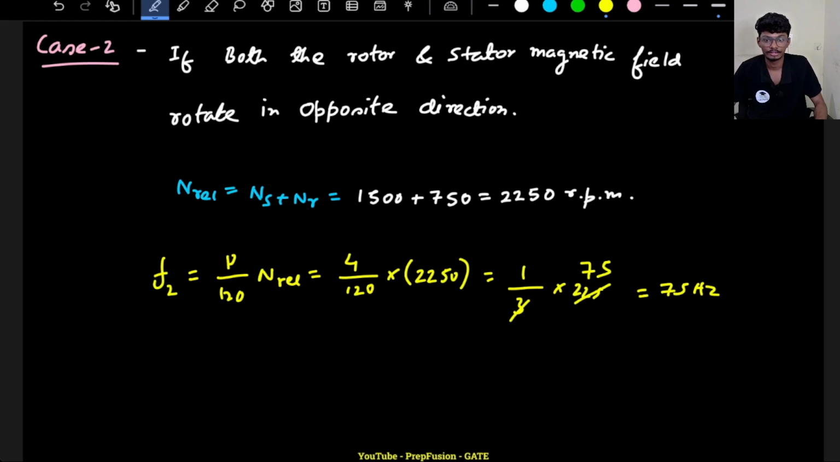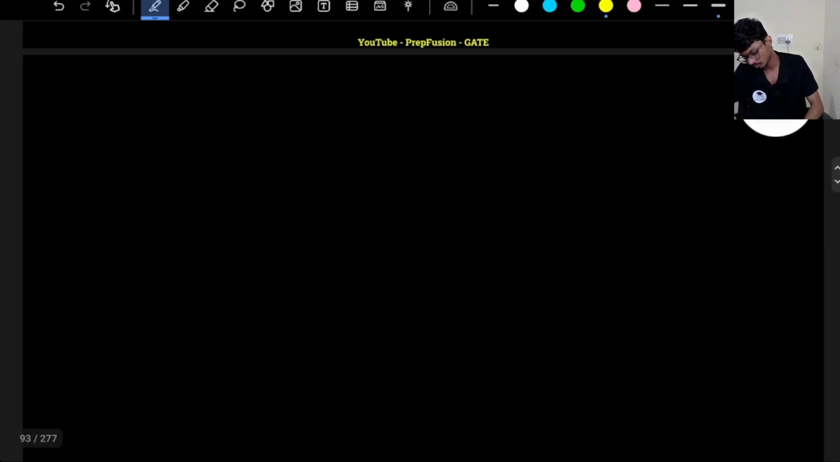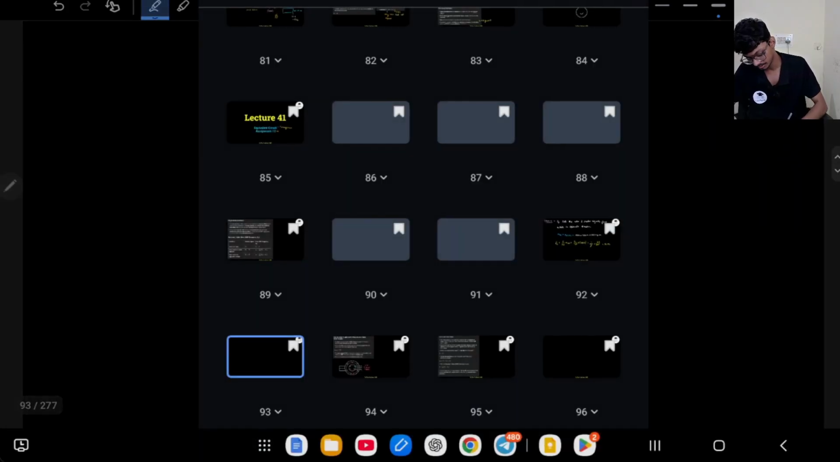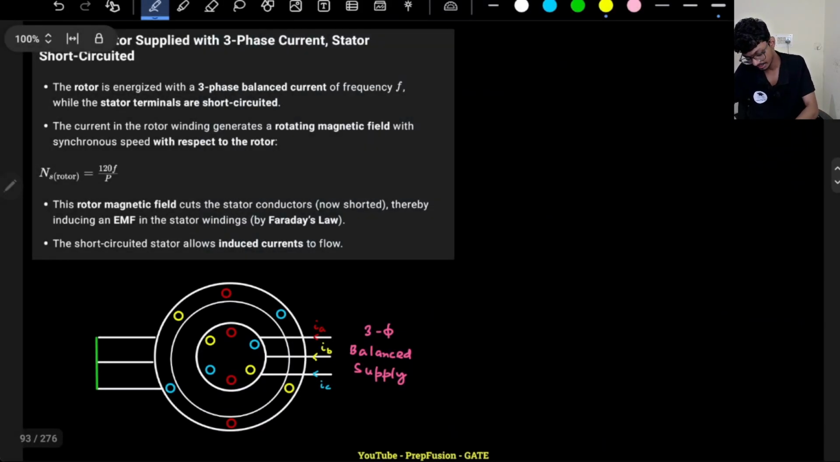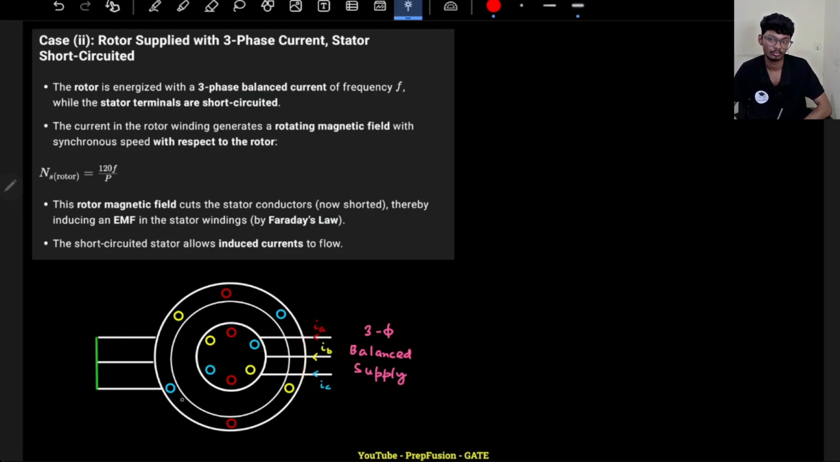Now we will understand other cases. What if I do the opposite? What is the opposite thing? I will connect the rotor to a 3-phase balanced supply and short circuit the stator. What will happen? In this case, will there be any torque production?